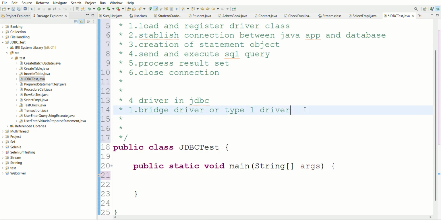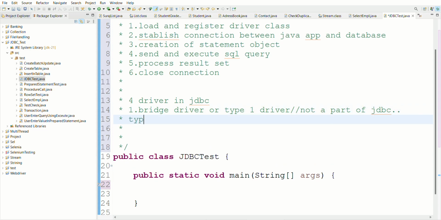Type 1 driver is not a part of JDBC. It is a part of Java. When you have installed Java on your laptop, automatically the type 1 driver will be installed.